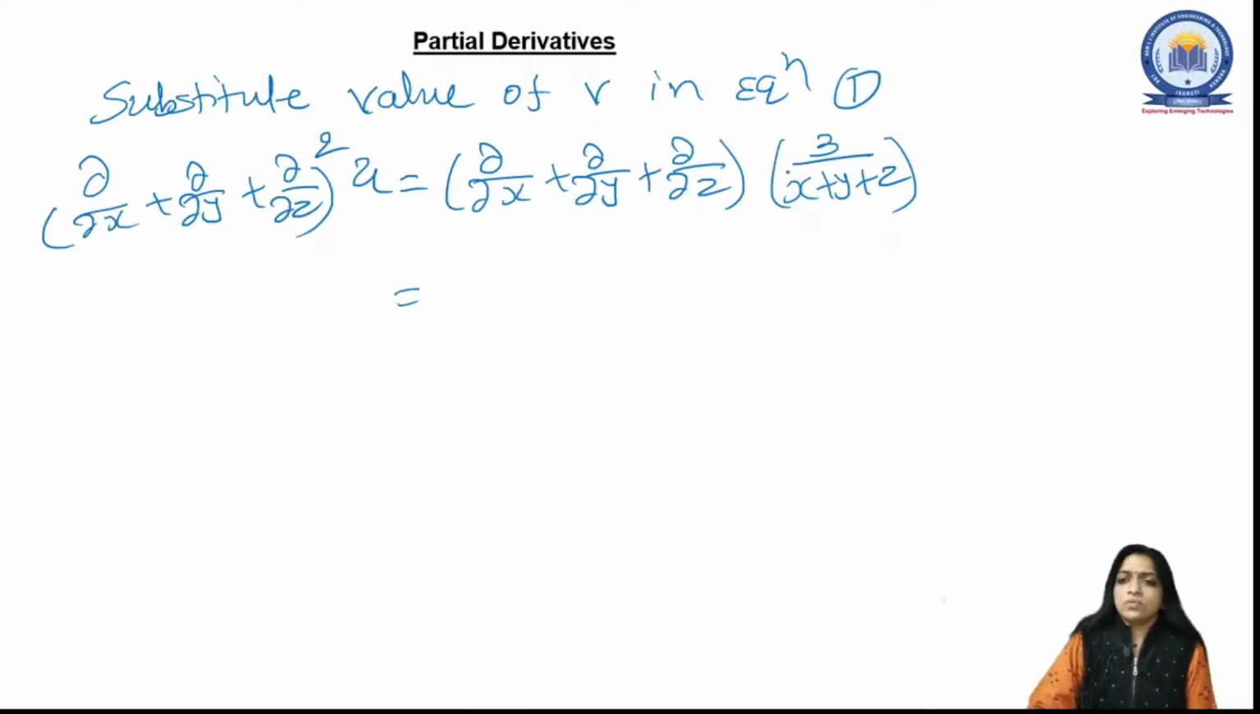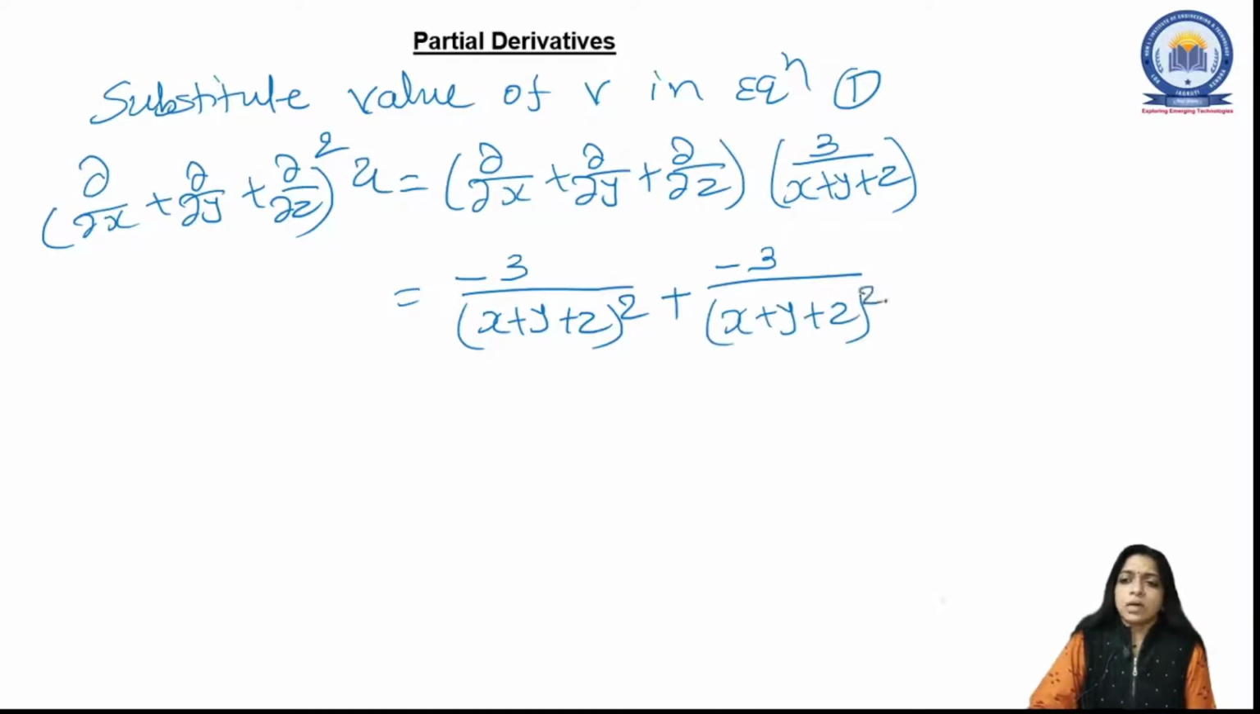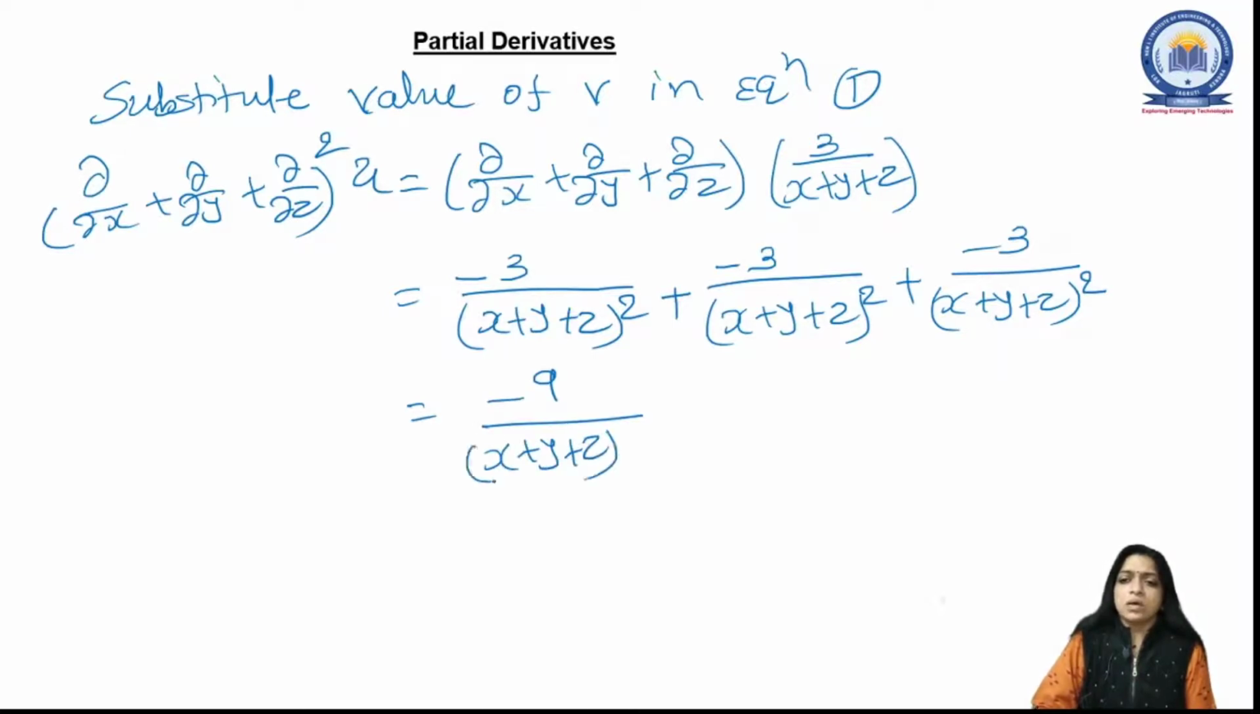The derivative of 3 upon x plus y plus z with respect to x is minus 3 upon (x plus y plus z) whole square. Similarly, for y it is minus 3 upon (x plus y plus z) whole square, and for z it is again minus 3 upon (x plus y plus z) whole square. So my answer is minus 9 upon (x plus y plus z) whole square. This is the result we wanted to prove.